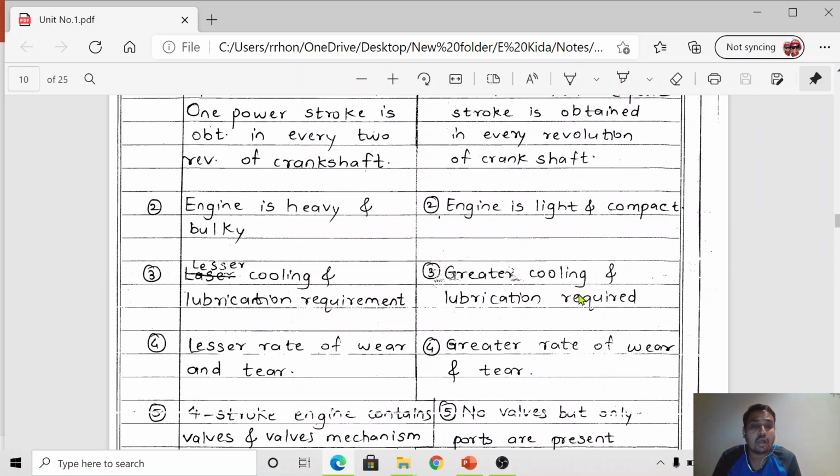Okay, so 10 to 15 years ago, every auto rickshaw was fitted with a two-stroke engine. But now auto rickshaws are also fitted with four-stroke engines. The basic reason is pollution. Always, a two-stroke engine generates more pollution than a four-stroke engine.